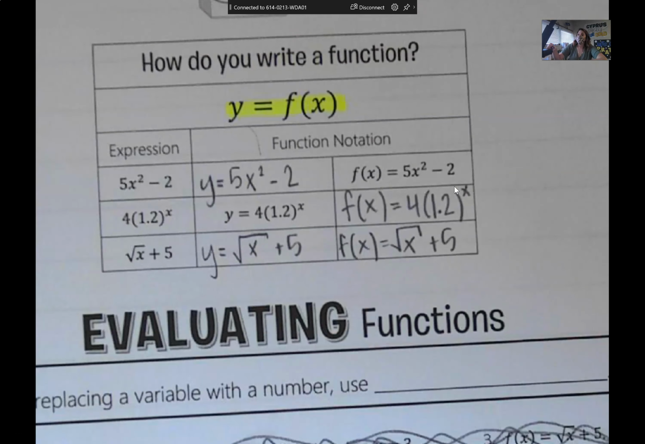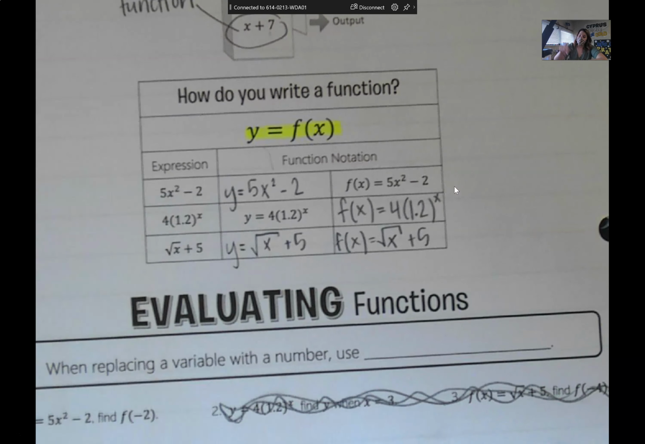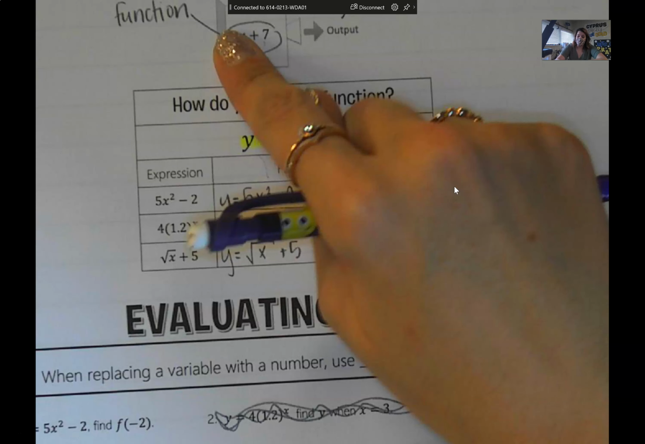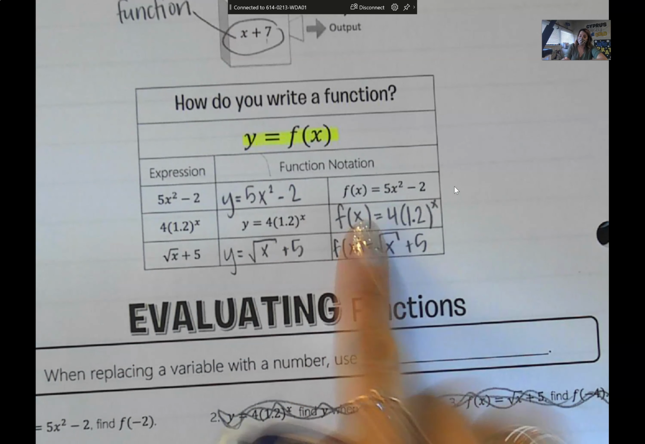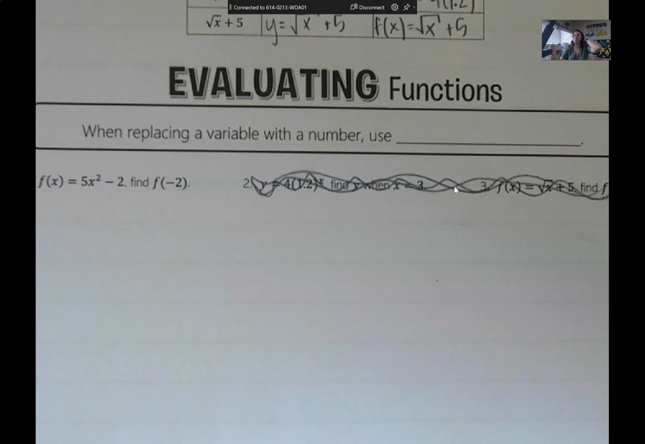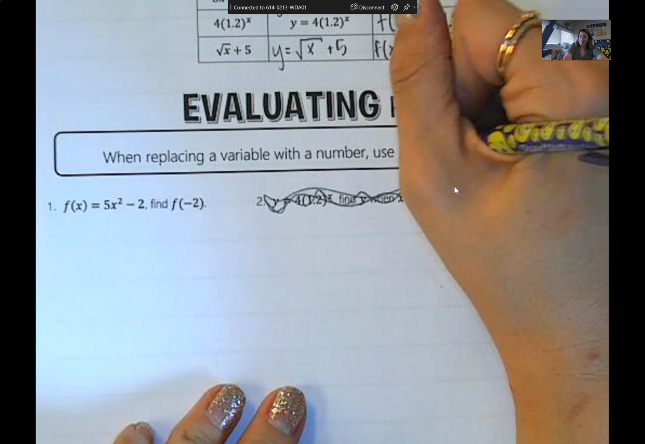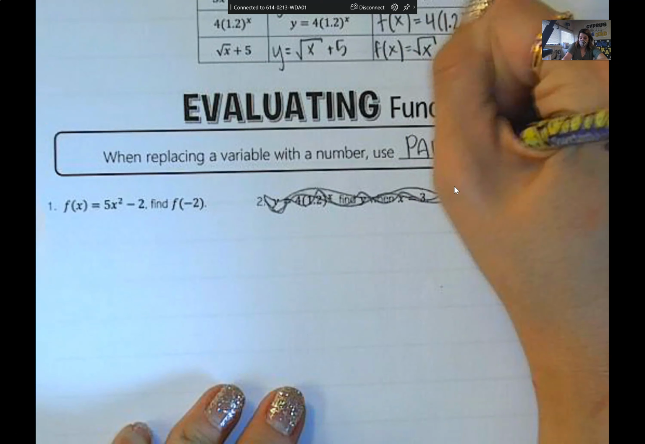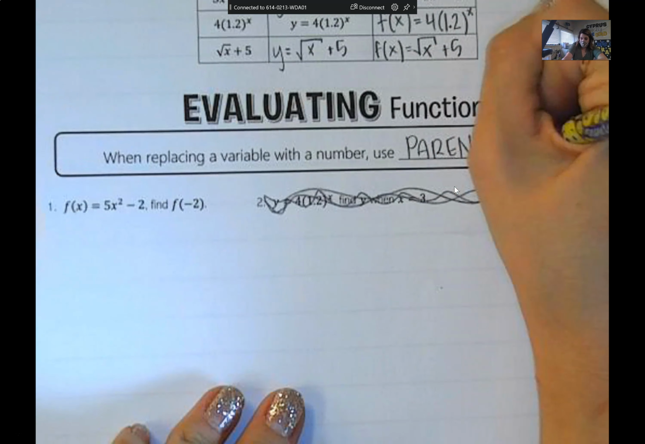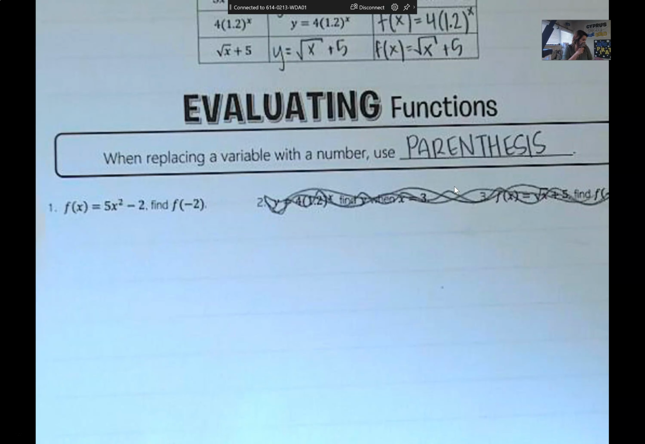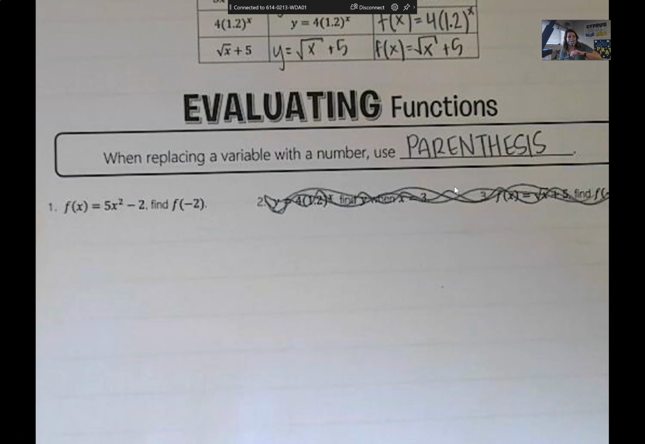Okay, so now let's get to the heart of the matter. Now that we reviewed the basic idea of a function, and we know how it might be written, we're now going to plug values into our function and figure out what it equals. So when replacing a variable with a number, always use parentheses. This is our biggest task for the day. This is the one thing that we're going to make sure that we do for every single problem that we look at. We're going to use parentheses even if we don't think we need to.